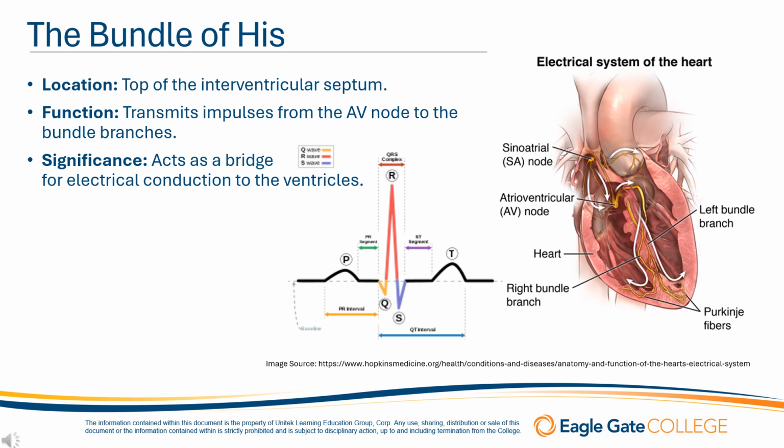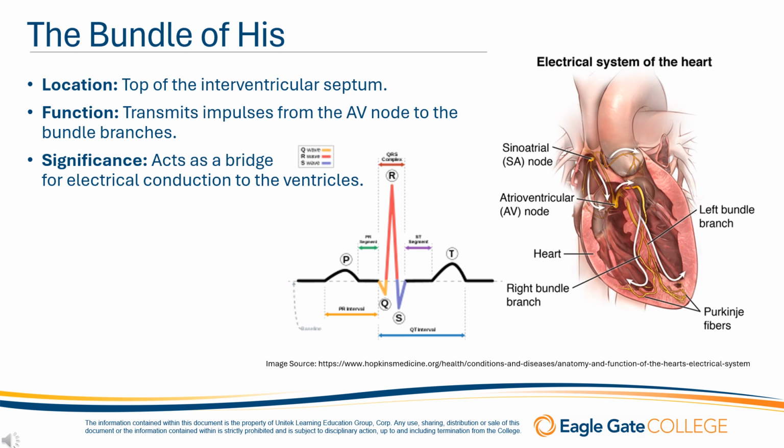The speed and efficiency of the bundle of His in conducting these impulses is so vital. This rapid conduction is necessary to ensure that the ventricles contract in a coordinated manner. By transmitting the impulses quickly and efficiently, the bundle of His ensures that the electrical signal reaches the ventricles in a timely fashion, allowing for synchronized ventricular contraction.